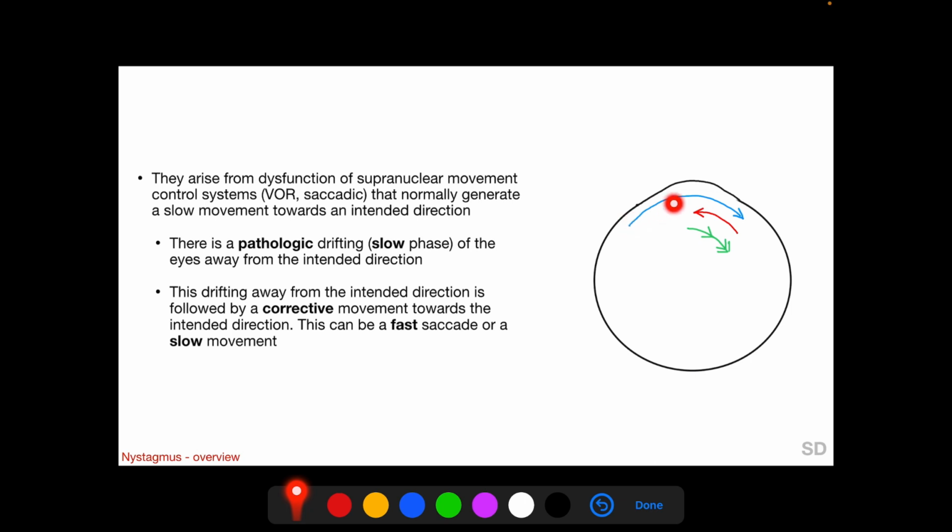The blue line in this diagram represents the normal direction and the amplitude of the reflex generated by one of these supranuclear systems. And in nystagmus, the slow phase is generated by the pathologic drifting of the eyes away from the intended direction. So if the normal reflex is dysfunctional, the eye appears to drag in the opposite direction. And this drifting away from the intended direction, that is the slow phase, is followed by a corrective movement. This corrective movement can be a fast saccade or a slow movement. So in the corrective phase, this lag or drag of eye movement is corrected in the direction of the reflex movement.